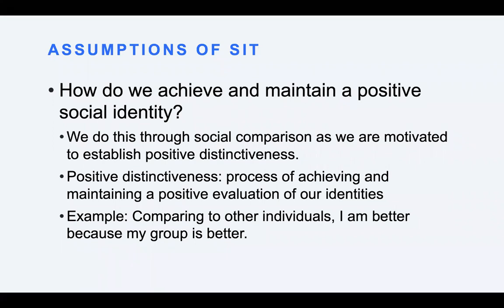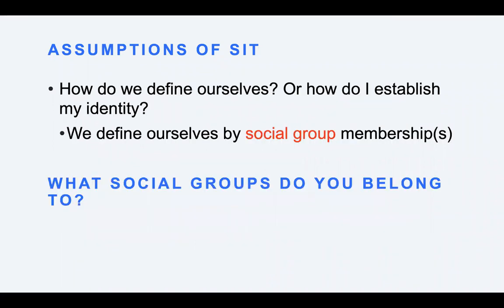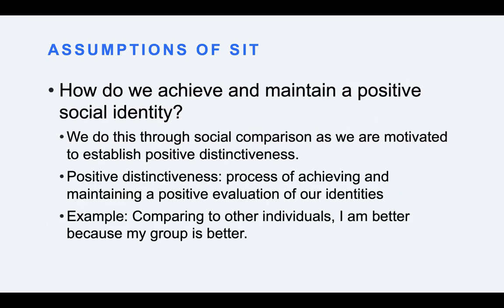So social identity theory says, if we go back a slide, that we define ourselves by social group membership. So each of our social group memberships is either positively or negatively evaluated. And so we have to maintain positive distinctiveness regardless of whether our group is positively or negatively evaluated. And so SIT lays out several different ways that people try to maintain positive distinctiveness, especially if their group is negatively evaluated.